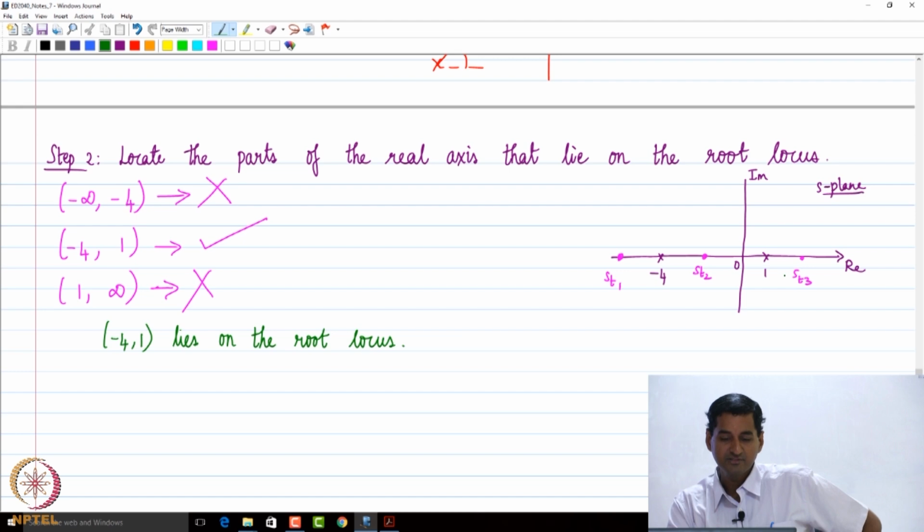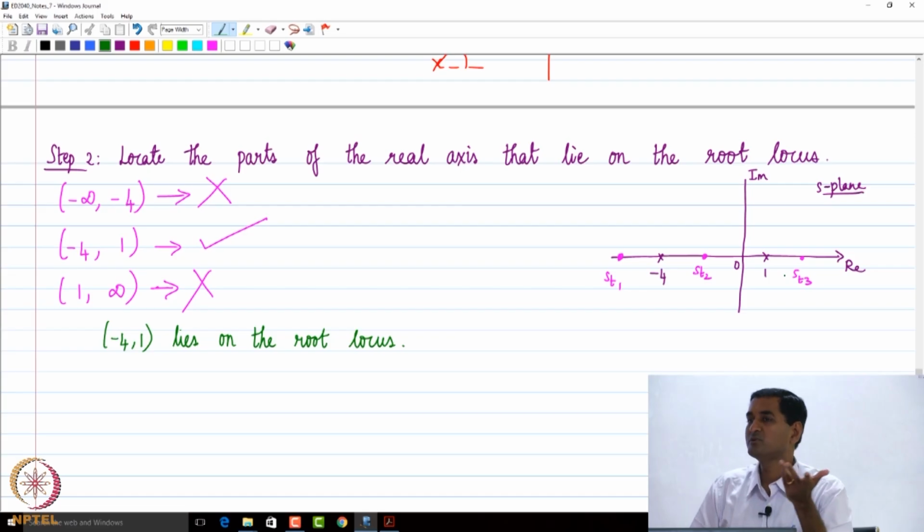It is, right. So that's why we have ticked the region from -4 to 1. Is it clear? Okay. Now 1 to infinity, you take ST3, you look towards the right of ST3, there are no open loop poles and no open loop zeros to the right of ST3, right. So we can immediately discount that region, okay, 1 to infinity. So that's how we get this condition, right.